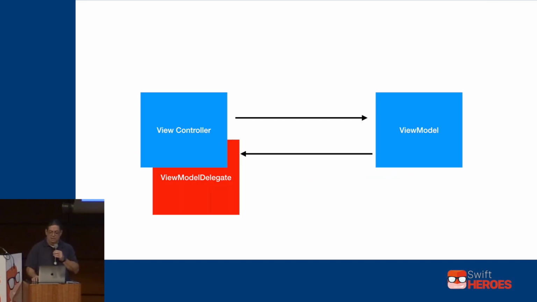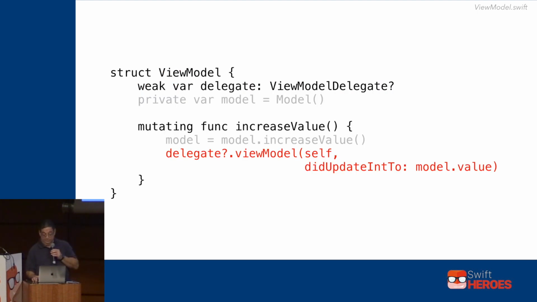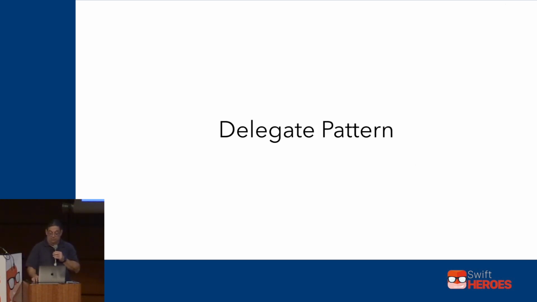And we did this for many years. We had this nice delegate pattern. And the missing piece is the view model. The view model is now holding on to the view model delegate. It's got its own model. And when it's told to increase the value, it does this beautiful delegate question mark, this optional chaining, and says, if my delegate exists, I'm going to send it this message to go ahead and update its interface.